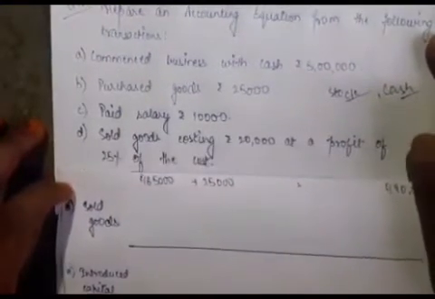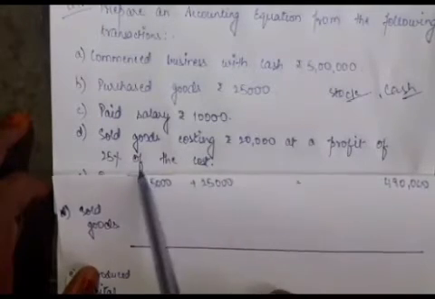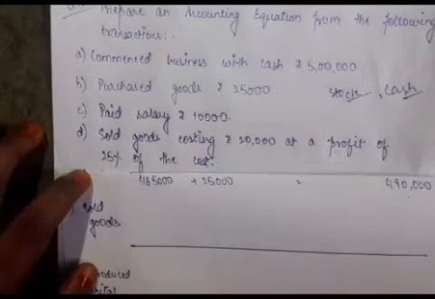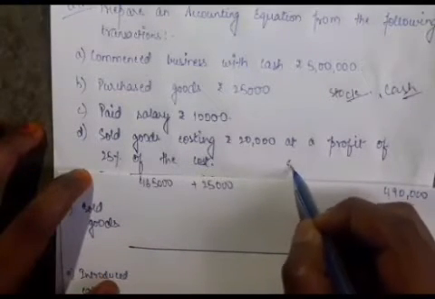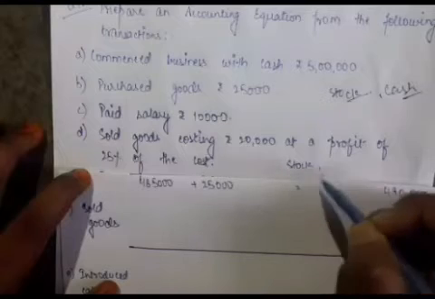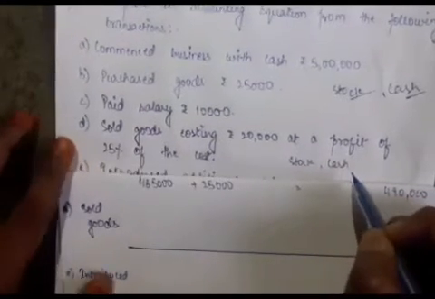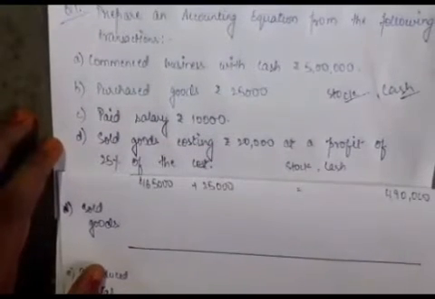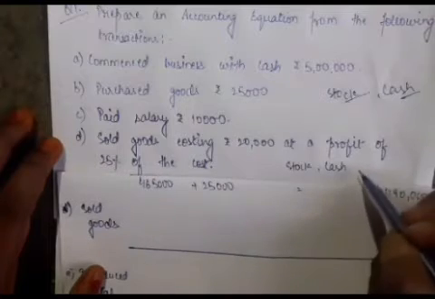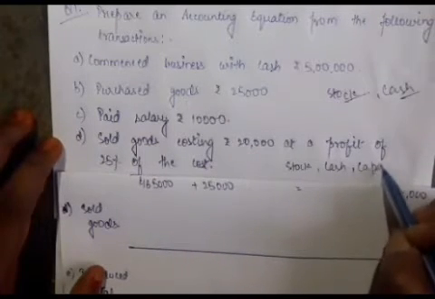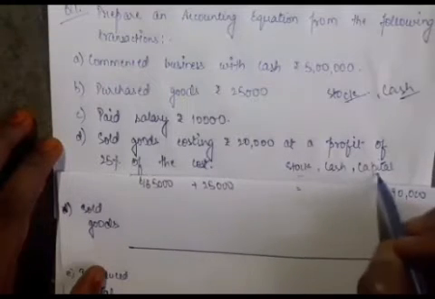Now the next transaction we have is sold goods costing rupees 20,000 at a profit of 25% of the cost. Okay, so now three things are involved here. What all three things are involved? Because we are selling a stock, so stock is involved. Then because we are going to get some amount of cash, revenue is there, so the cash account is involved. And the third thing, because we are earning some profit, so profit will be added in the capital side, and all the expenses are also deducted from the capital side.